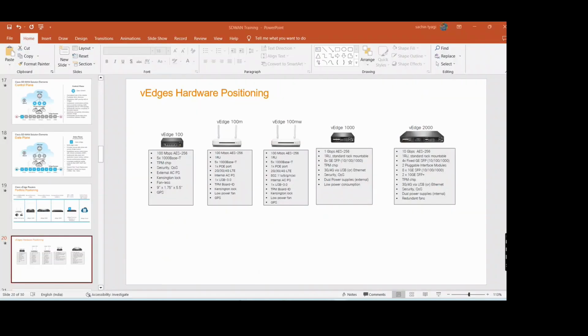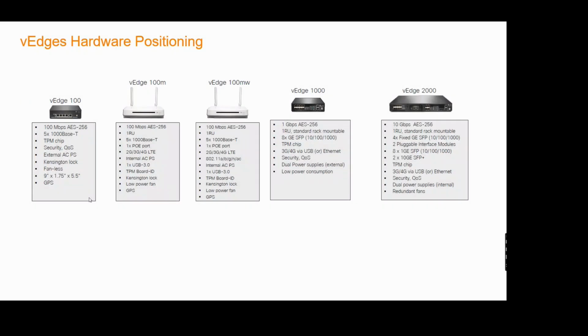Now, going to your question, we have some capacity. What kind of site do you have? If you talk about the VH100, it can take a 100 Mbps load. A TPM chip is there, along with security, QoS, and a Kensington lock. It is fanless, there is no fan on the 100. It's a 1RU device, very small, it looks like a modem at your house. And then there is the VH1000.